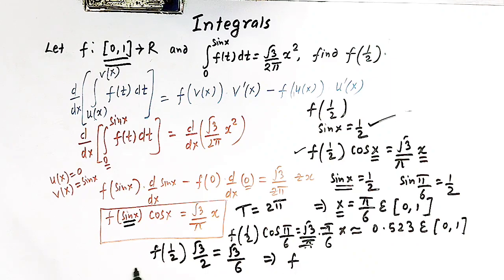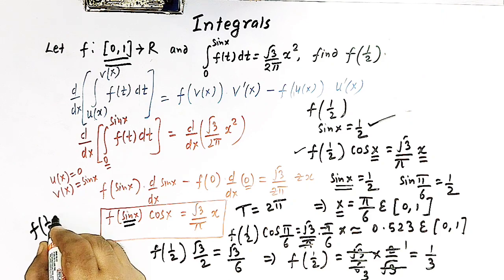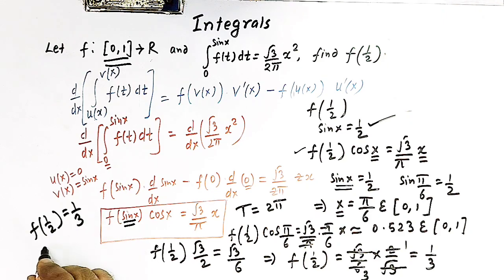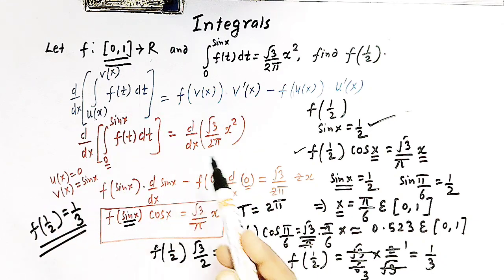So now we can rearrange the terms. So we have f of half is equal to root 3 over 6 multiplied by 2 over root 3. Now root 3 and root 3 get cancelled. Here we have 2 times 3 is 6, so we are left with 1 over 3. So viewers, the required value of f of half is equal to 1 over 3. So this is how, by making use of the Leibniz integral rule, we can solve these kinds of problems comfortably.